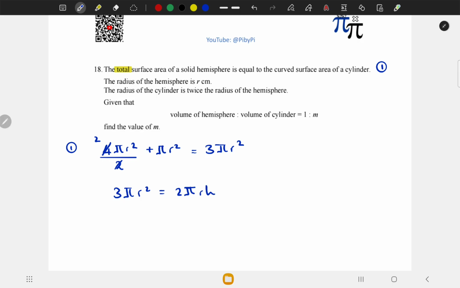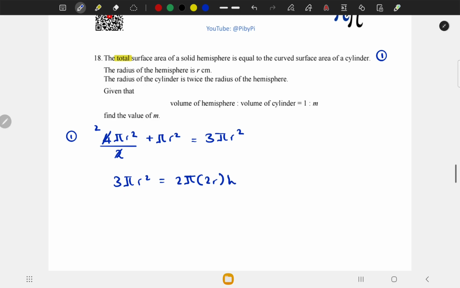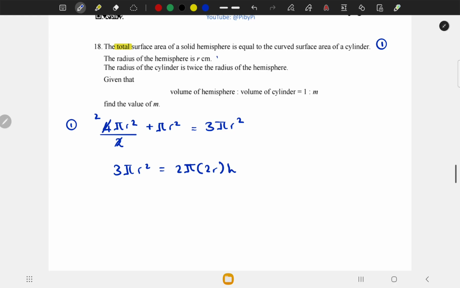Okay, that's my first piece of information used. Then it's telling me the radius of the hemisphere is r. Okay, great, we're not changing that. But the radius of the cylinder is twice the radius of the hemisphere, which means in place of r, I needed to have used 2r in this particular situation. That is my second piece of information. Okay.